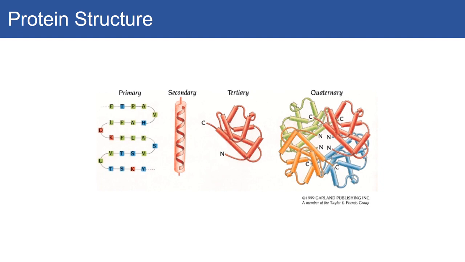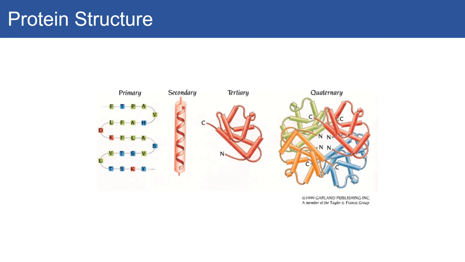A peptide, polypeptide, or a protein are all amino acids that are in a long sequence in a chain, kind of like beads on a string. And the primary sequence is the order of the amino acids.